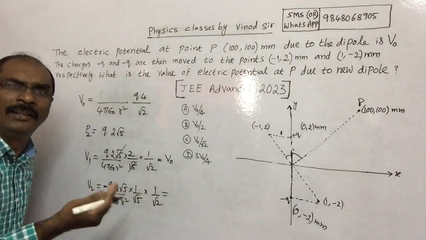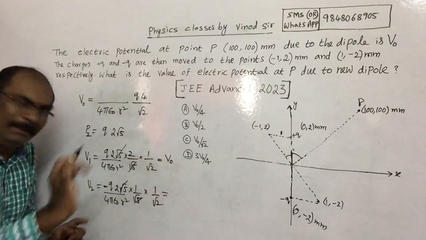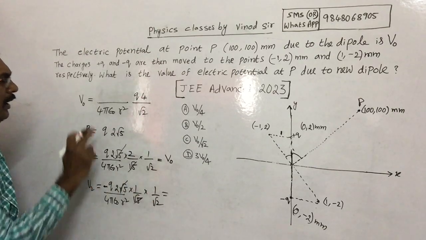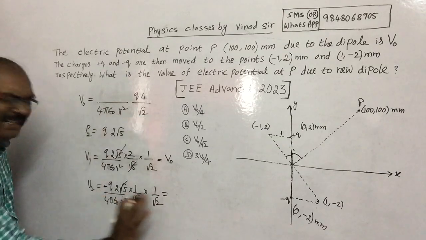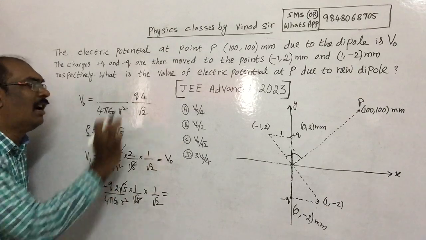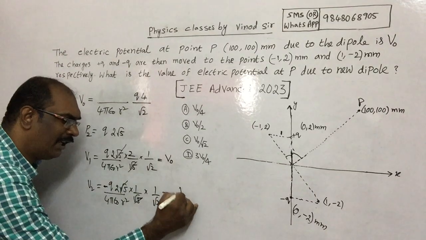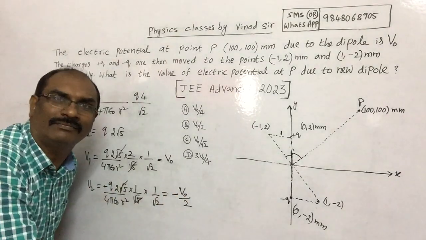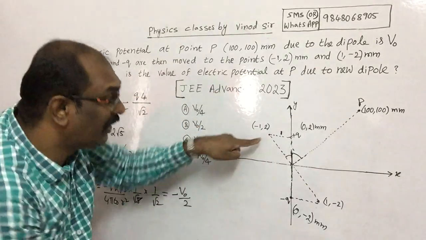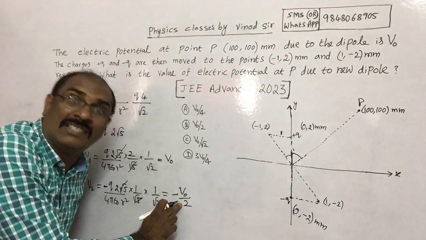Now look into this. See, root 5 cancels. So here 2q over 4 pi epsilon naught r square root 2. Here also 4 pi epsilon naught r square root 2. Everything is the same, except here 4 is there, here 2 is there. That means half of this one. That means minus sign, V naught by 2 we can write now. So due to the two components of the new dipole, we got potential one as V naught and another one as minus V naught by 2.